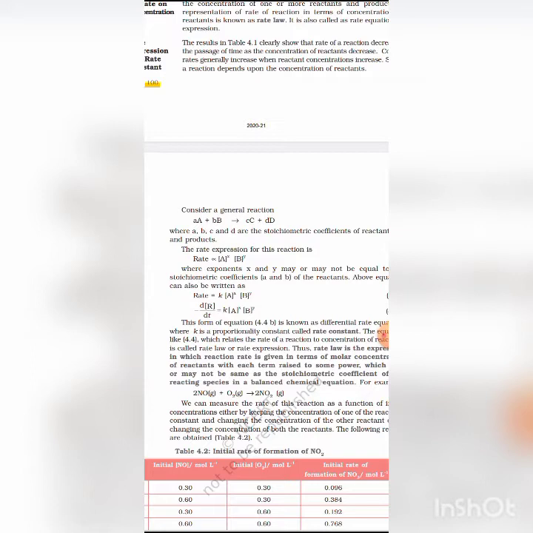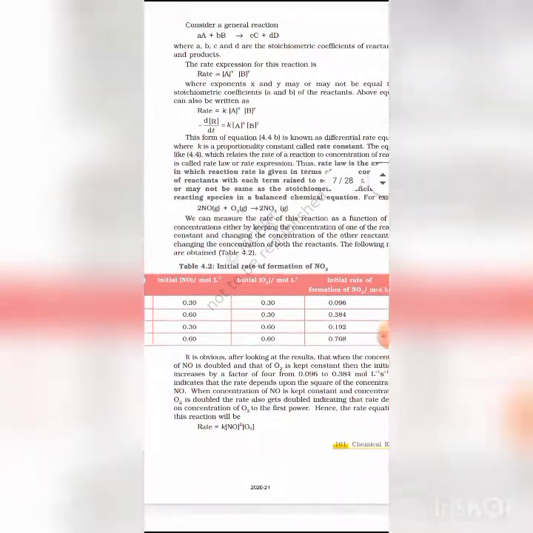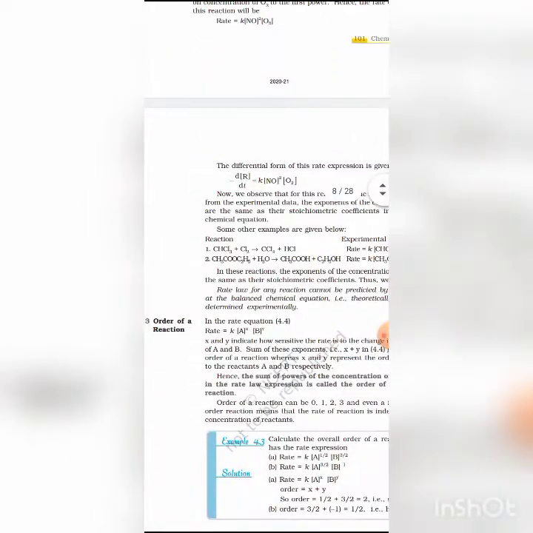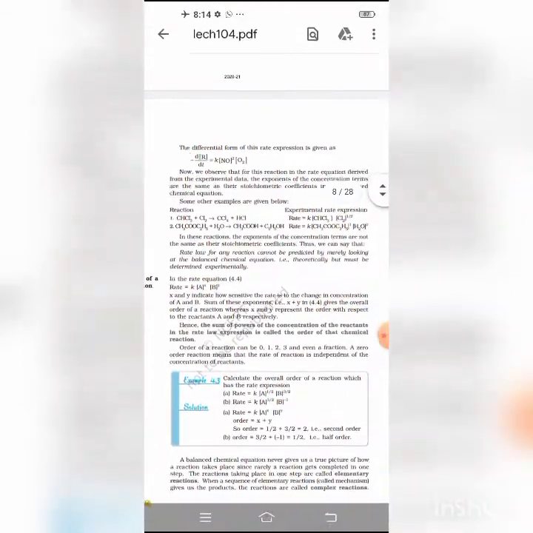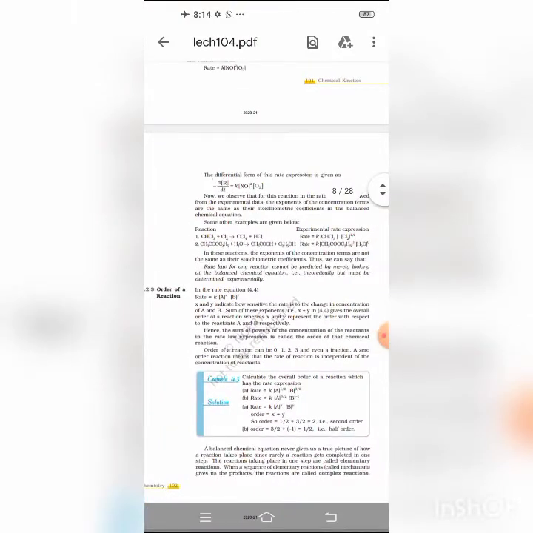Students, order of the reaction. Order of the reaction may be defined as the sum of the powers of the concentrations of the reactants in the rate law expression. An order of a reaction can be 0, 1, 2, 3 and even a fraction also.